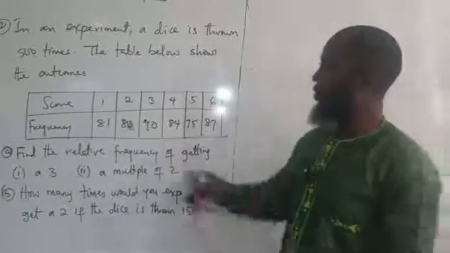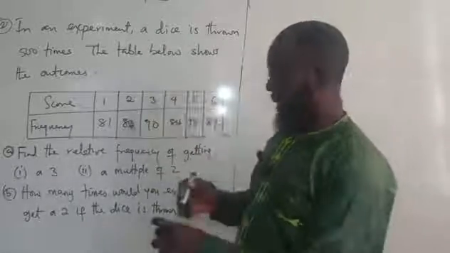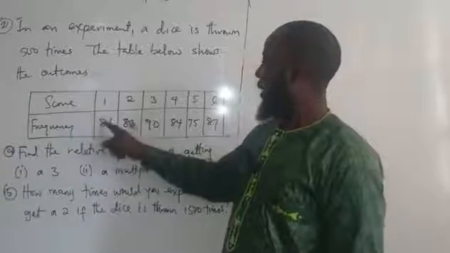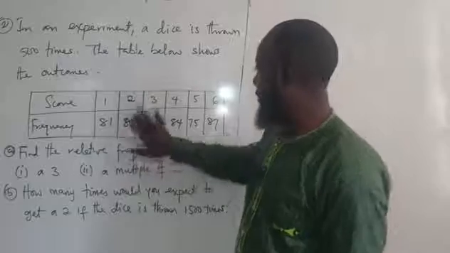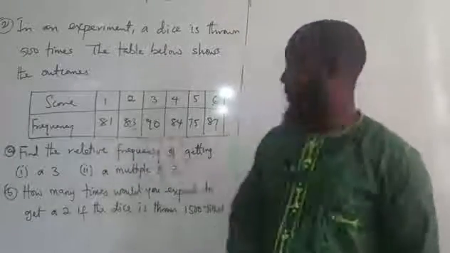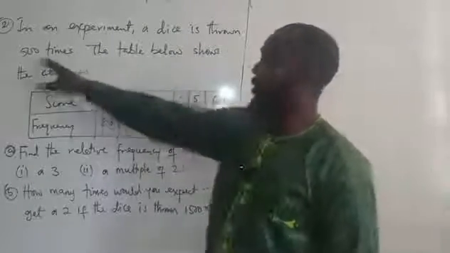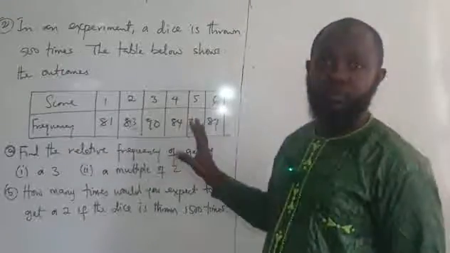500 times. The table below shows the outcomes. So this is the outcome. That is, the experiment has been carried out, and these are the outcomes. So it means that 1 appears 81 times, while 2 appears 83 times, while 3 appears 90 times, and so on and so forth like that. Since you have been given this, and you have been given the number of times the experiment was carried out, you can get the rest of the answer.